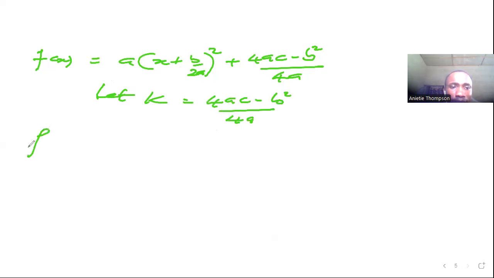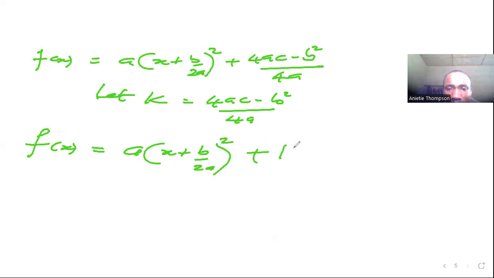So that thing will become f of x equals a into x plus b over 2a raised to the power of 2 plus k. Now we see it really appears. So now we've got it.